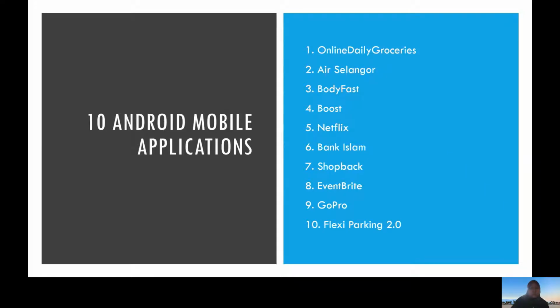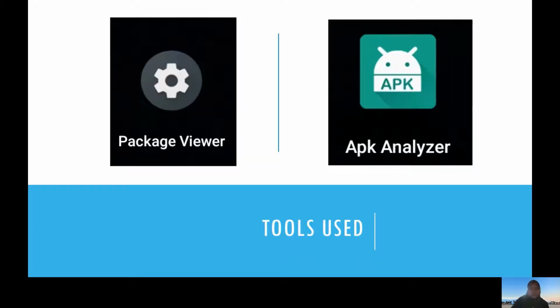Alright, these are the 10 Android mobile applications that I scanned using package viewer tools. First is online daily groceries, second Ais Lango, 3 Body Fast, 4 Boost, 5 Netflix, 6 Bank Islam, 7 Shopback, 8 Eventbrite, 9 GoPro, 10 Flexi Parking 2.0.